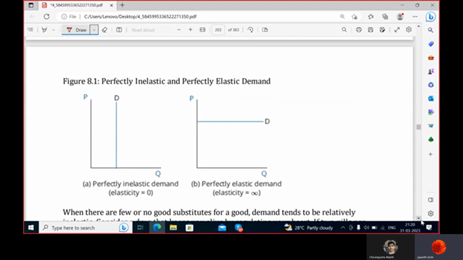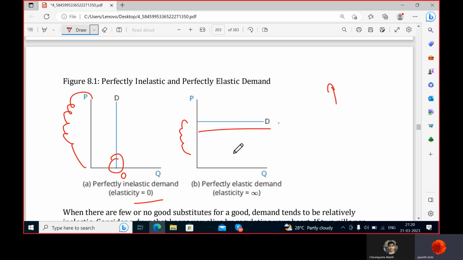So we have to say elastic and inelastic. This is inelastic, the elasticity is 0 here. That means whatever the price may change, the demand is constant. It won't change, it won't shift at all. So 0 elasticity. If the price increases, the demand will decrease. In this case, the price may increase by some percent, but the demand may decrease infinitely. That means a very big change in demand. So it is like this. Okay, horizontal curve.